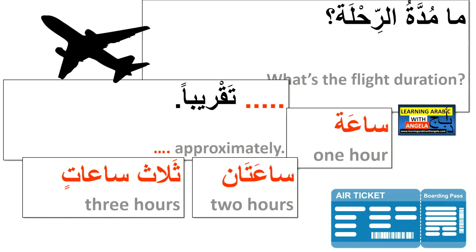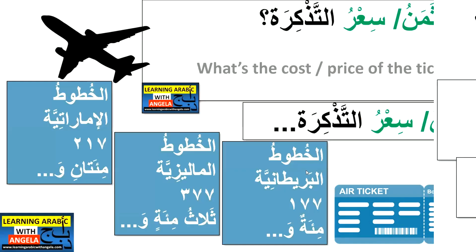The previous example is difficult to pronounce. That is تستغرق. We can use ما مدة الرحلة. What's the flight duration? مدة means duration. مدة الرحلة, flight duration. Again, another example of noun annexation or مضاف and مضاف إليه. So ما مدة الرحلة؟ ساعة, تقريبا ساعتان, 3 ساعات, 3 hours, so same thing.